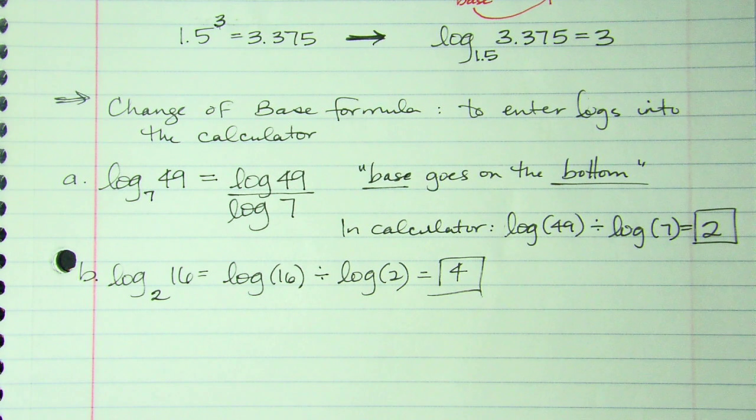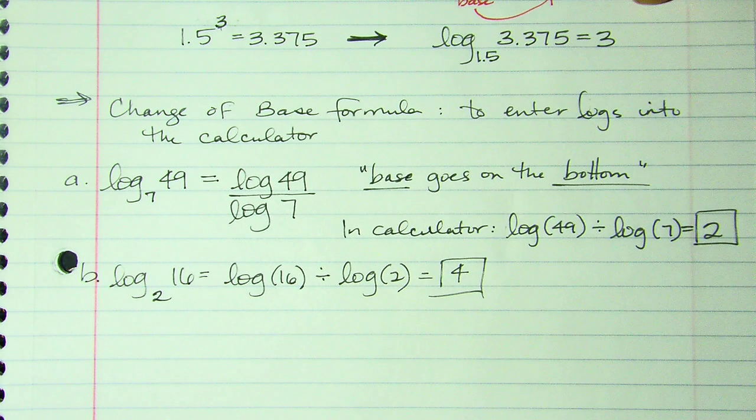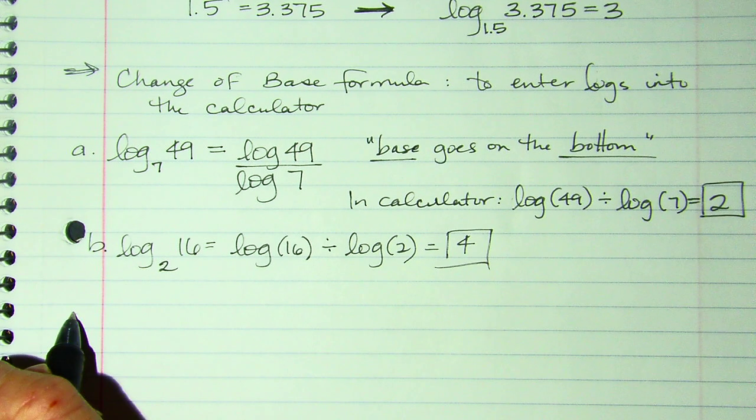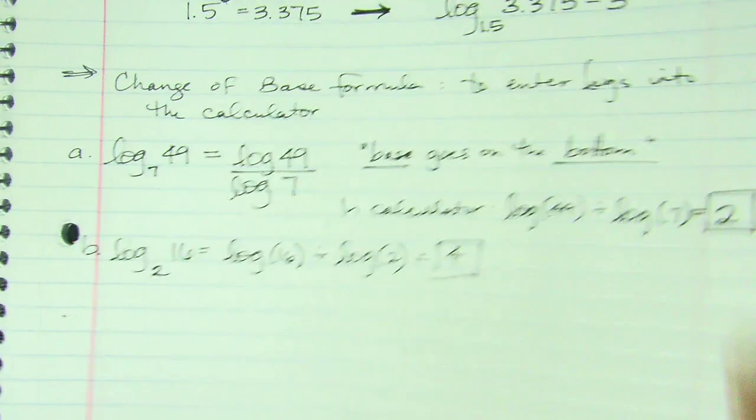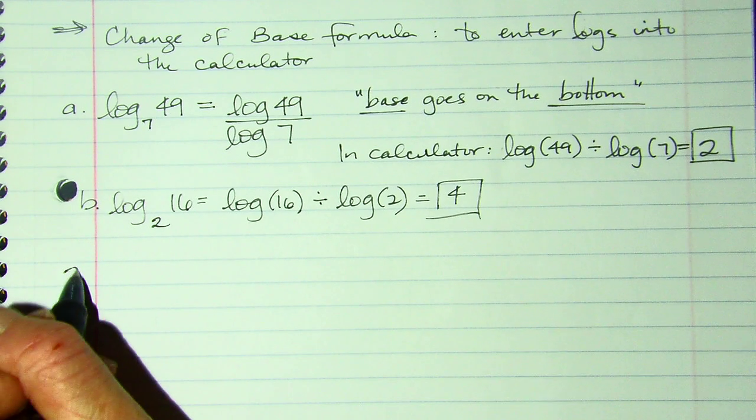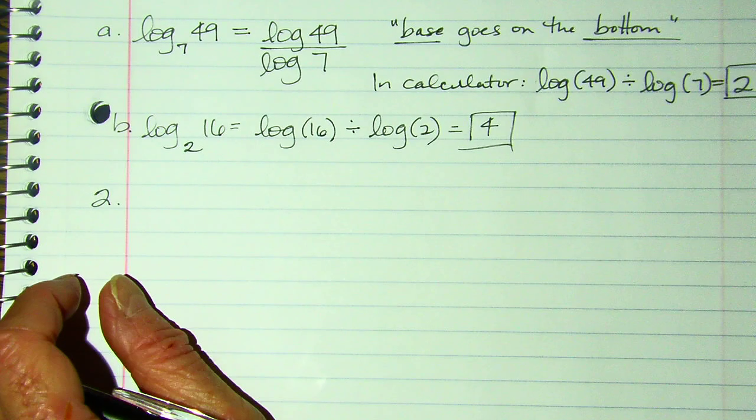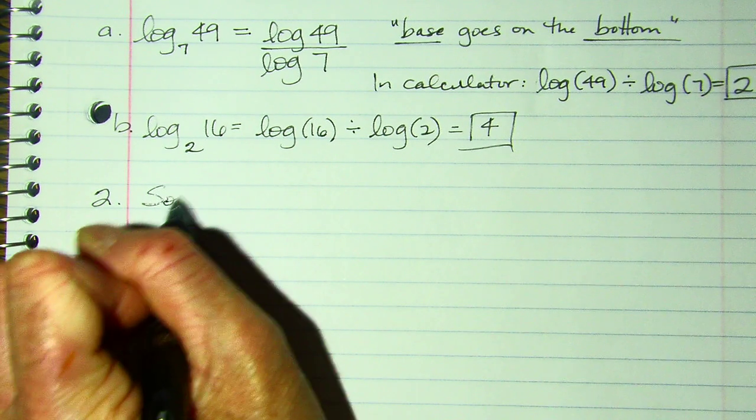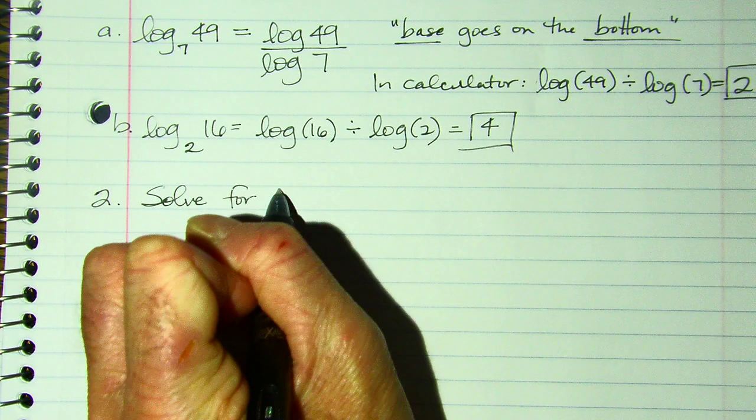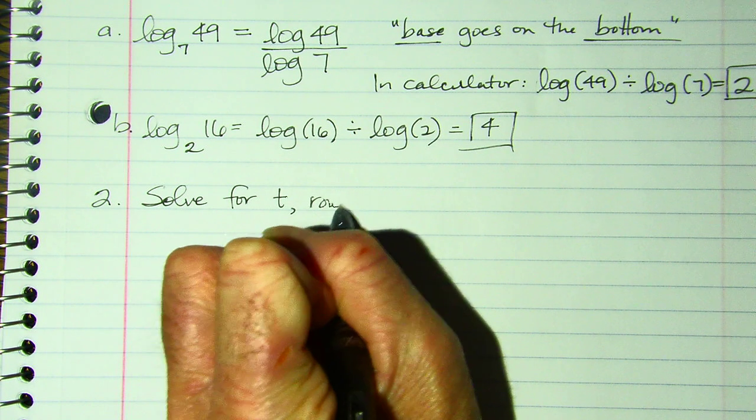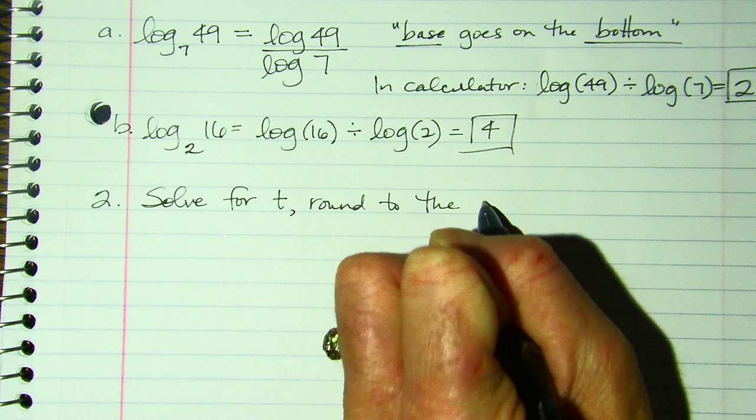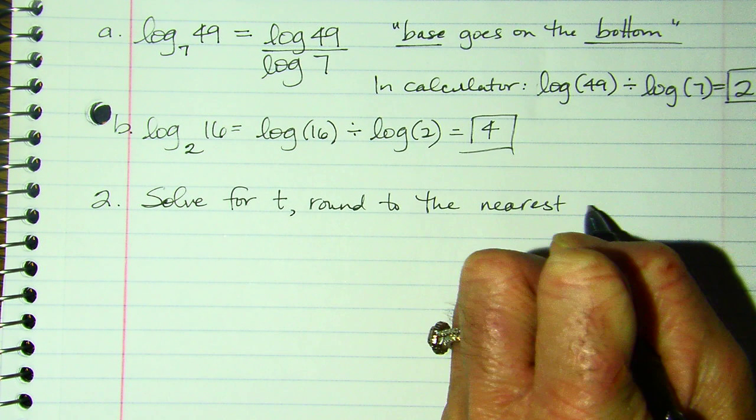So we're going to have to use this today in order to solve our equations for t. And so that's exactly what we're going to do. We're going to jump into solving for t. So I don't know what example we're on. I think we're on example 2. Again, this should look like the problems in your homework. So solve for t and round to the nearest tenth.